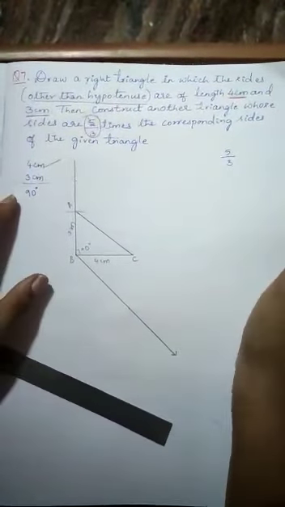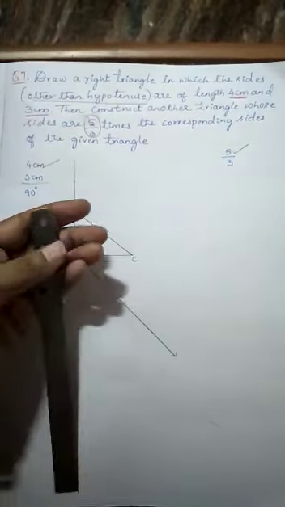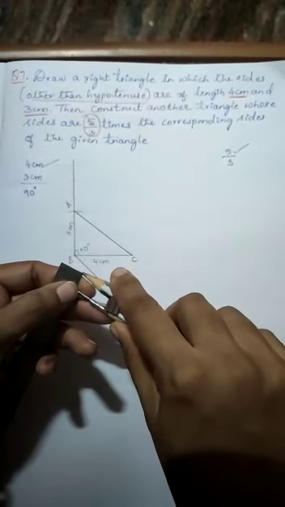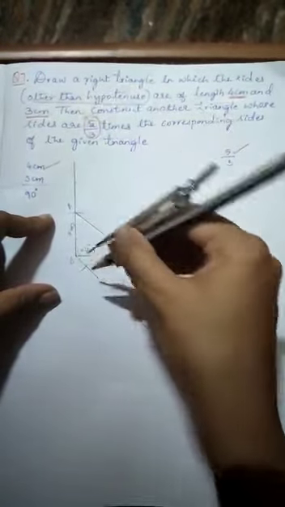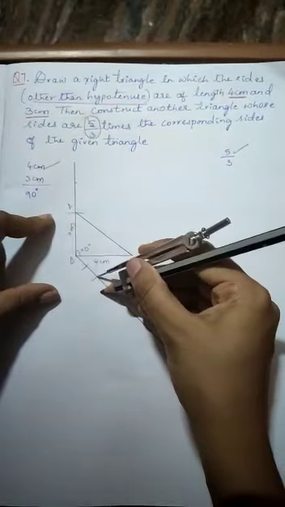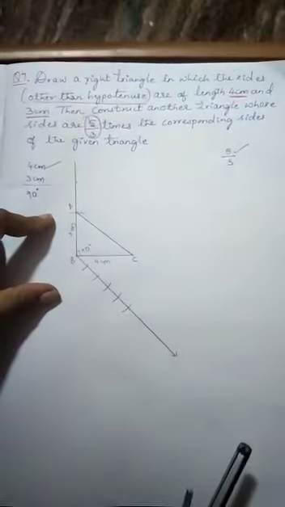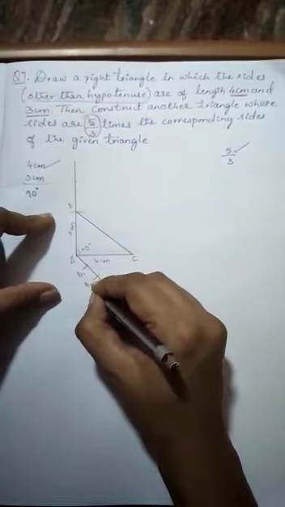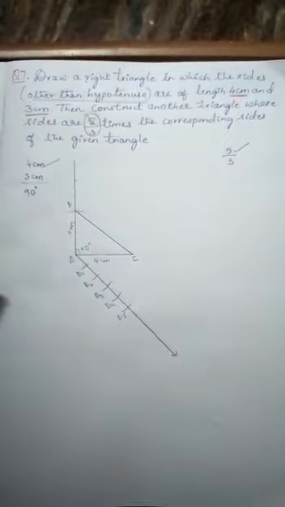So here the greatest number is 5, so we have to make 5 parts. Let us take 1 centimeter, it's enough, or you can take 2 also, that's your wish. Here I am taking 1 centimeter. 1, 2, 3, 4, 5. So let us name them B1, B2, B3, B4, B5.